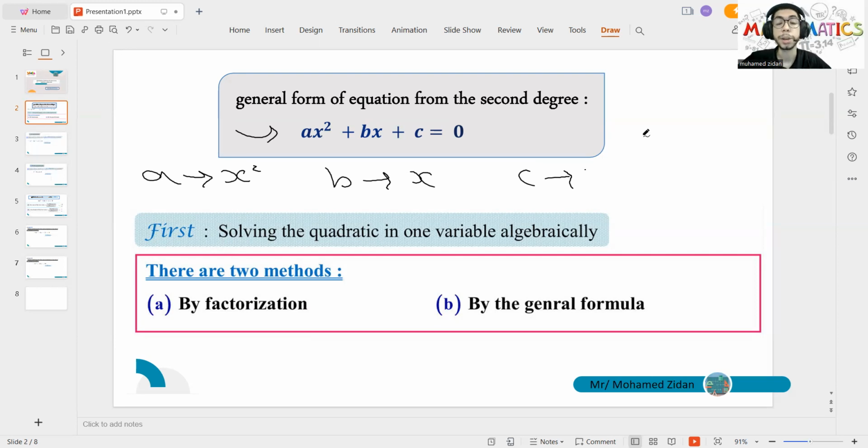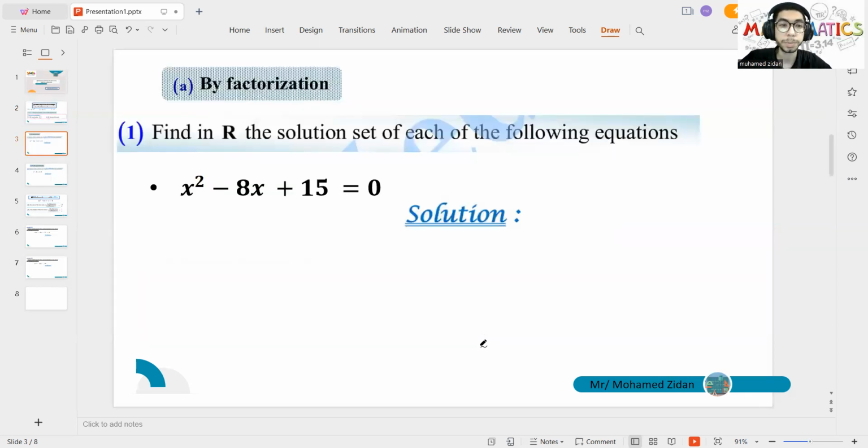I have two methods to solve the quadratic equation in one variable. The first is factorizing, which we took in the past in grade 8, and in grade 9 we took the general formula. Let's take an example about factorizing and the general formula. First, by using factorizing, find in real numbers the solution set of the following equation. I have a quadratic equation in one variable, which is x, and I start solving it by using factorizing.